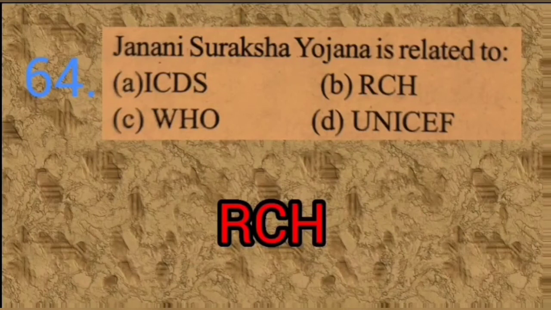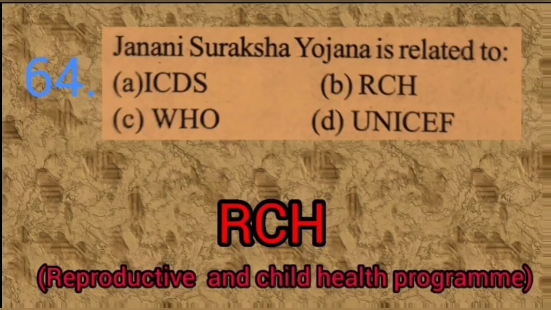Janani Suraksha Yojana is related to: option A, ICDS; option B, RCH; option C, WHO; option D, UNICEF. Janani Suraksha Yojana is related to RCH, that is, the Reproductive and Child Health Program.